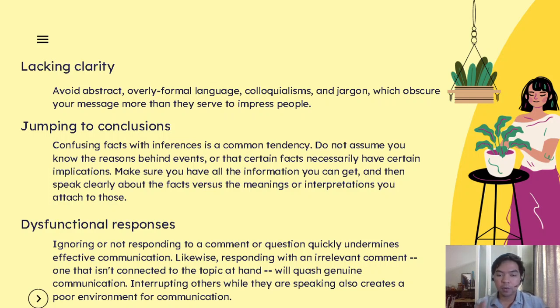Ignoring or not responding to a comment or question quickly undermines effective communication. So for dysfunctional responses, all you need to remember is, if there is a question that relates to the topic that you are currently discussing, answer those questions. Do not leave those questions unattended or unanswered. But if the questions are unrelated to the topic you are currently discussing, then do not answer those questions, and instead of ignoring those, revert them back to the topic you were discussing.